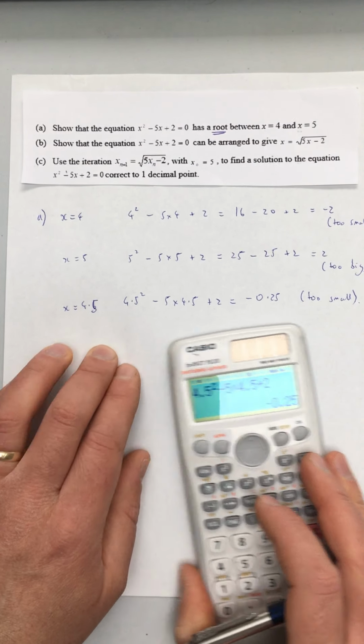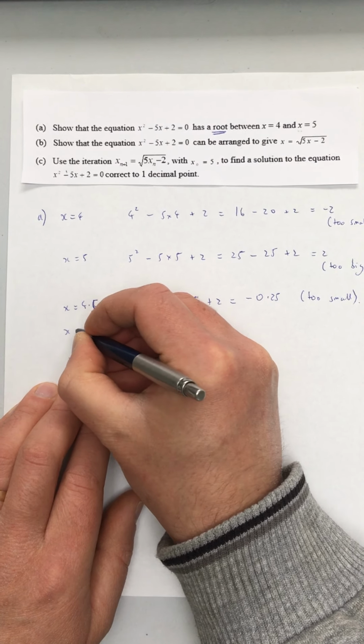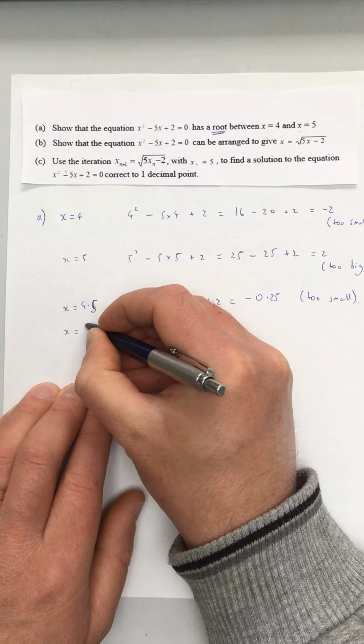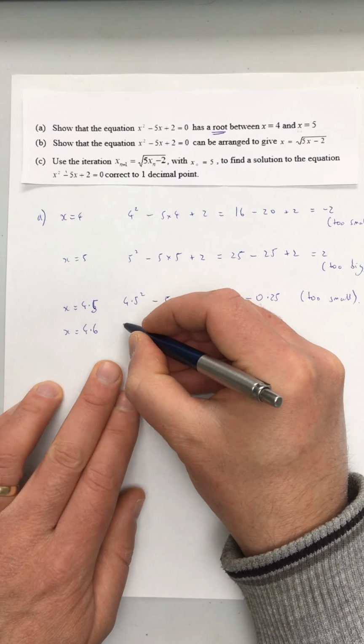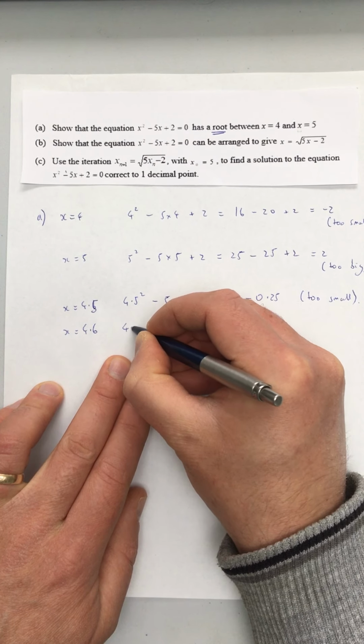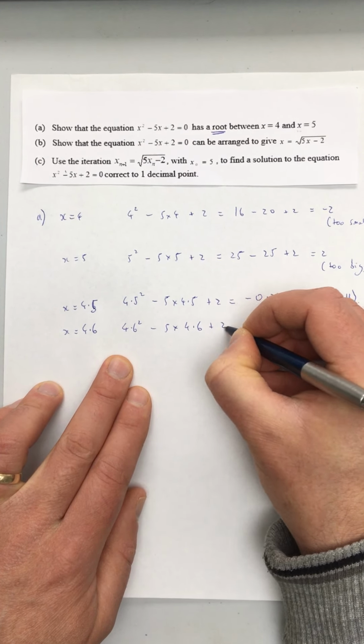So I'm thinking perhaps it's a bigger value. I could try x equals 4.6. It's only a little bit too small, so I'm hopeful that 4.6 will take me a bit closer to 0, rather than jumping right up to 4.7. So let's work it out. 4.6 squared minus 5 times 4.6 plus 2.